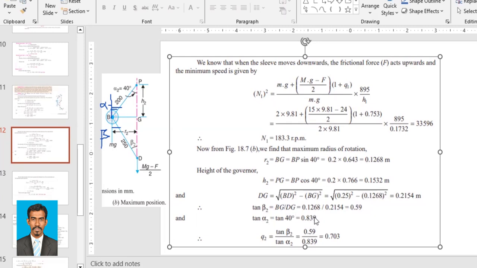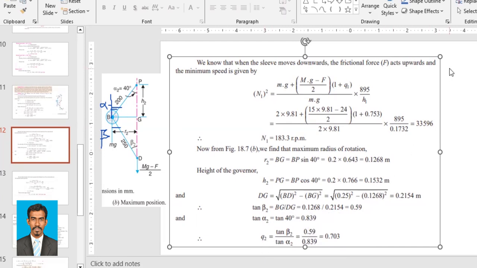And we know Q is equal to tan beta upon tan alpha, right? So Q2 is equal to tan beta 2 upon tan alpha 2. Tan beta 2 we have found 0.59, upon tan alpha 2, 0.839. When you solve it, you will have 0.703, right? So this is the value of Q.